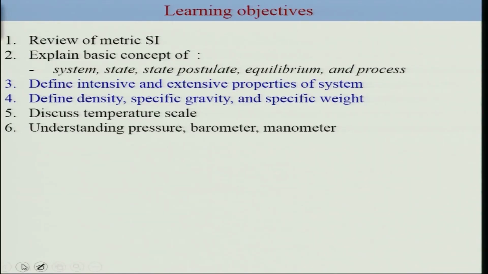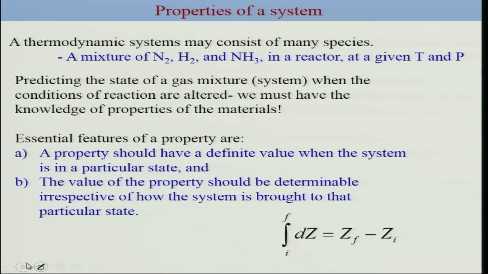So in the last lecture, what we went through was a review of the metric SI and the concept of system, surrounding, boundary. Now we are going to talk about intensive and extensive properties. Okay, so let's look at a thermodynamic system which may consist of many species. For example, you can look at nitrogen, hydrogen and NH3, in a similar example which we had earlier in the lecture for the production of ammonia.